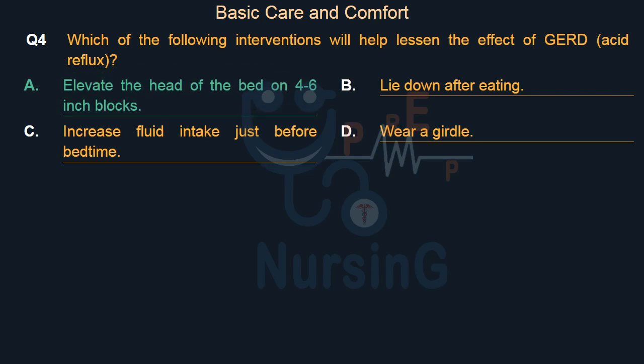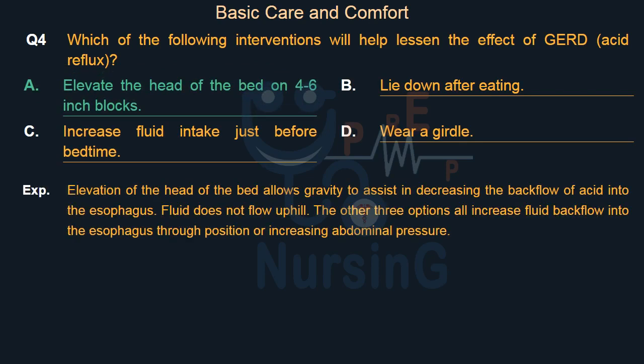Elevate the head of the bed on 4 to 6 inch blocks. Elevation of the head of the bed allows gravity to assist in decreasing the backflow of acid into the esophagus. Fluid does not flow uphill. The other three options all increase fluid backflow into the esophagus through position or increasing abdominal pressure.